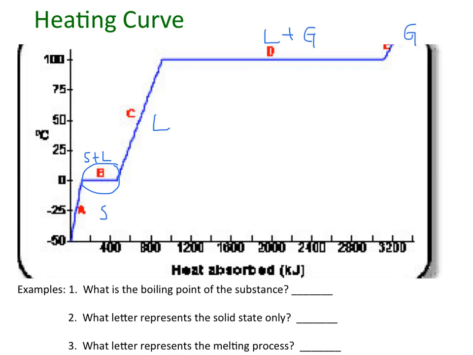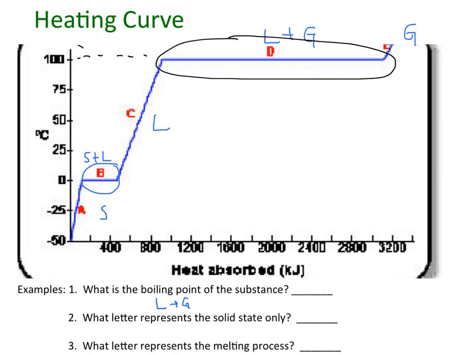So the first question says, what is the boiling point of the substance? Since I know boiling is the conversion of a liquid to a gas, I'm going to direct my attention to the plateau where the liquid and the gas are together. And I will just draw that line back, and you can see it reads 100 degrees Celsius.